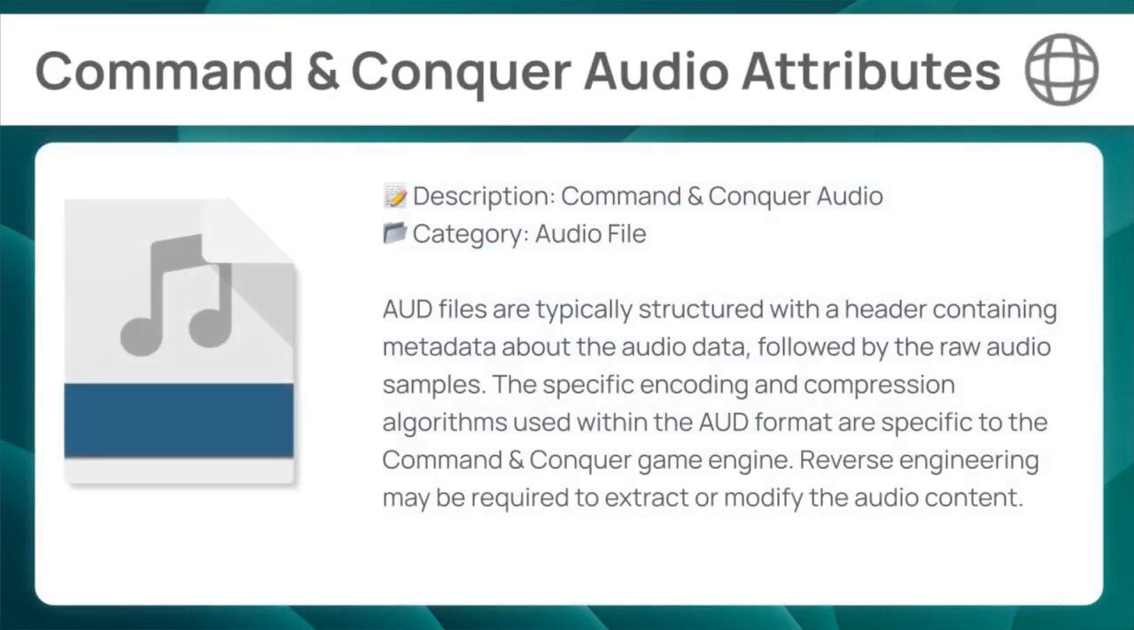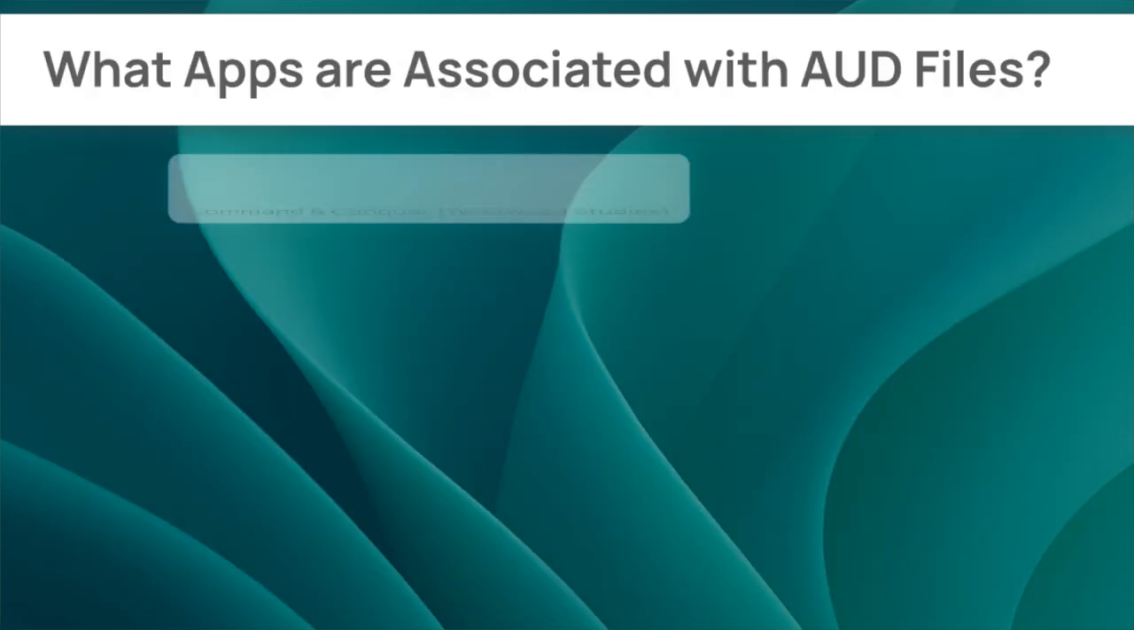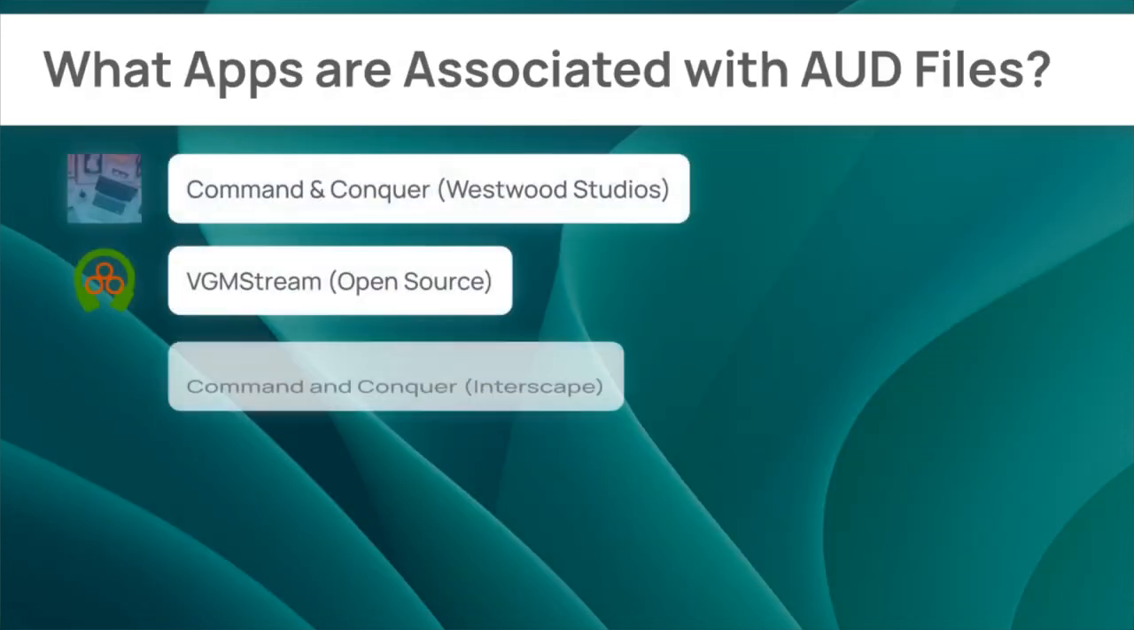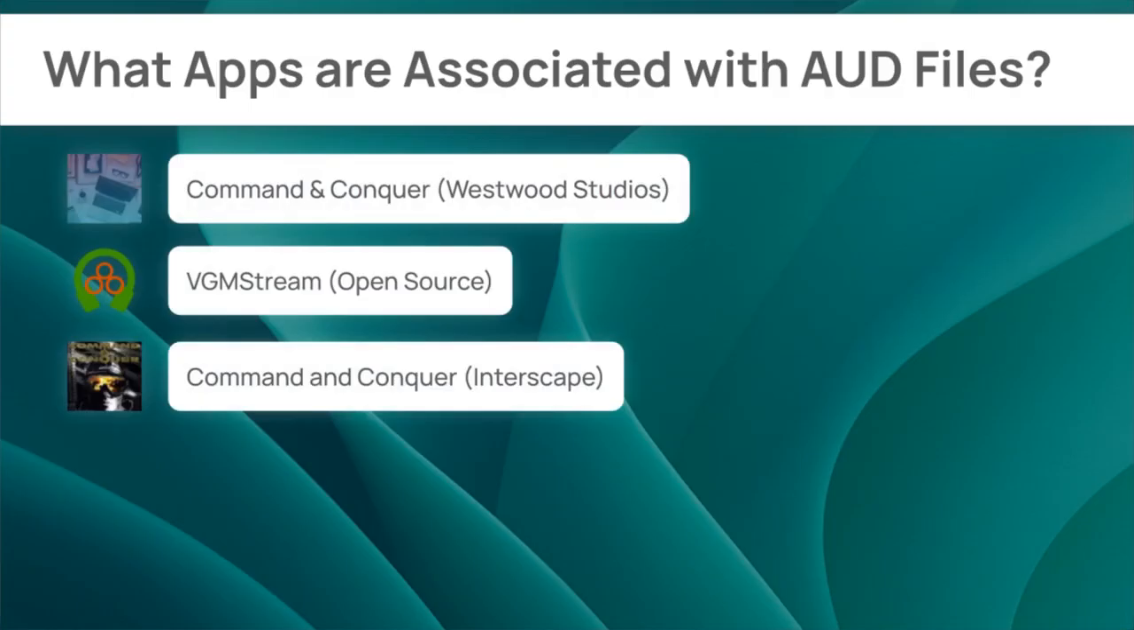AUD files are typically structured with a header containing metadata about the audio data, followed by the raw audio samples. The specific encoding and compression algorithms used within the AUD format are specific to the Command & Conquer game engine. Reverse engineering may be required to extract or modify the audio content. Technically, the best program for AUD is usually Command & Conquer from Westwood Studios.